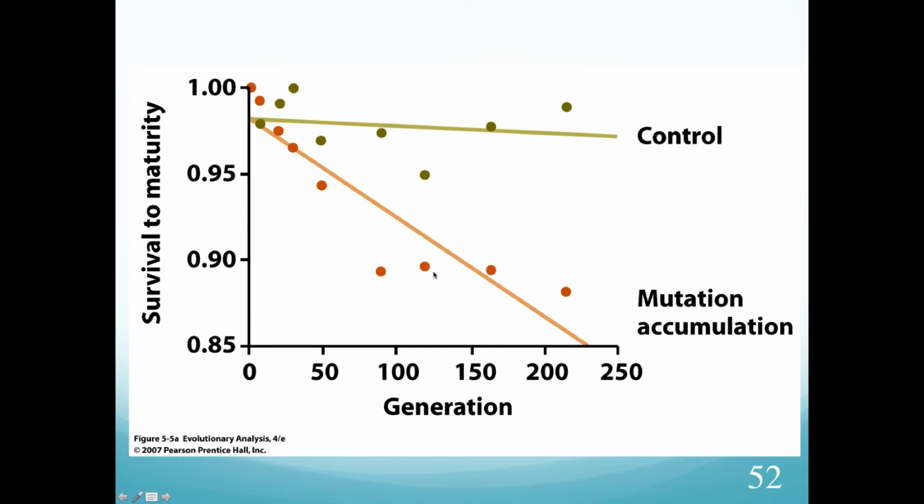And if we look at the fitness of a mutation accumulation line versus a control line that did not have mutation accumulation, we see that when you accumulate mutations, they typically have a deleterious effect. They will result in less survival to maturity over time.